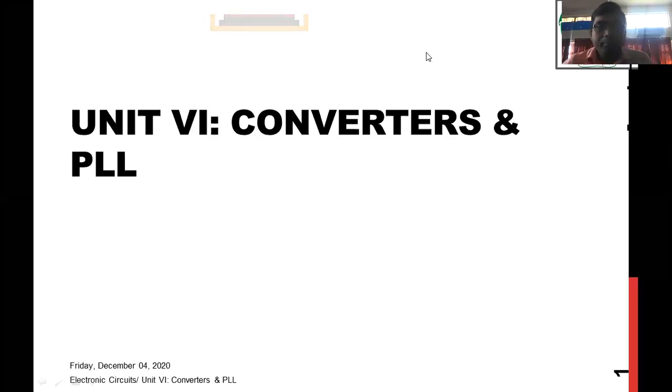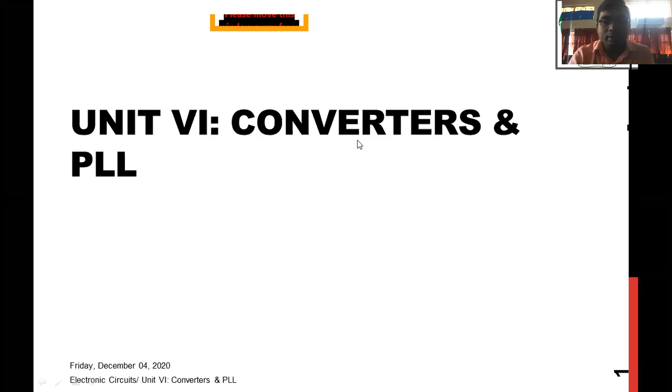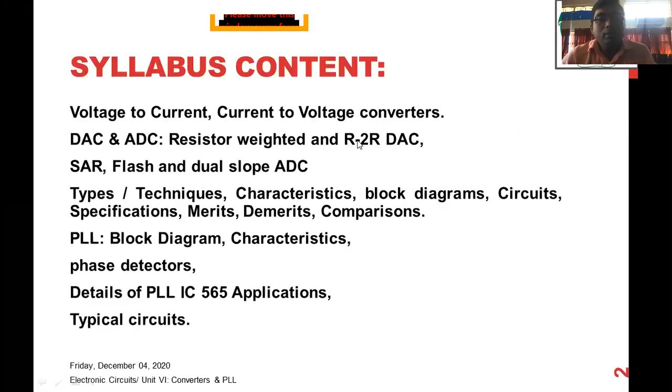So today we will start unit number 6. In this unit, we have to learn about converters and PLL, phase lock loop. The content that we are going to learn in this unit is voltage to current and current to voltage converters.